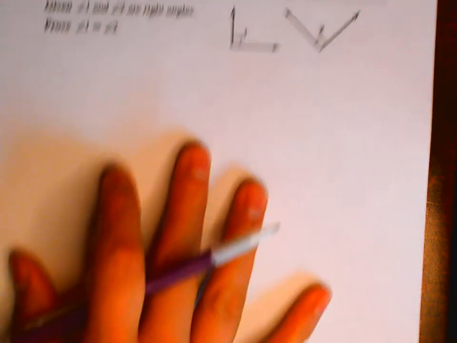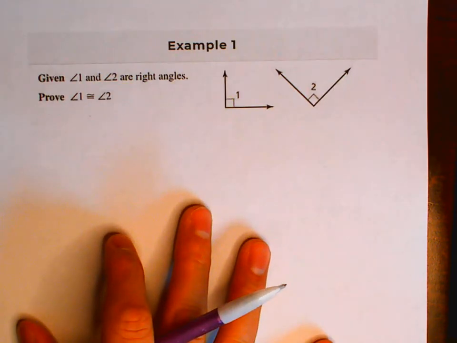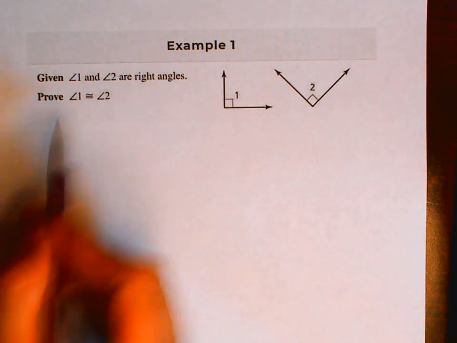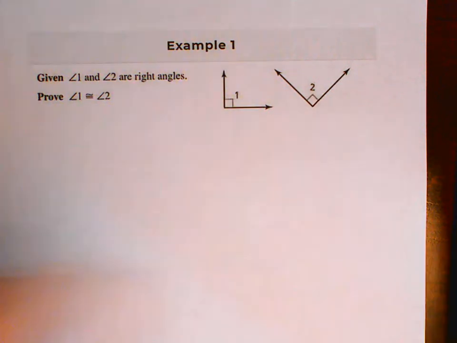Example number 1. Make sure you pause these videos before I start the problem, so that you can write down the given, write down what we're proving, and set up your 2 columns. If you were writing this in your journal, you would be writing this down and then doing your 2 columns. What we're going to do here is try to prove that angle 1 is congruent to angle 2.